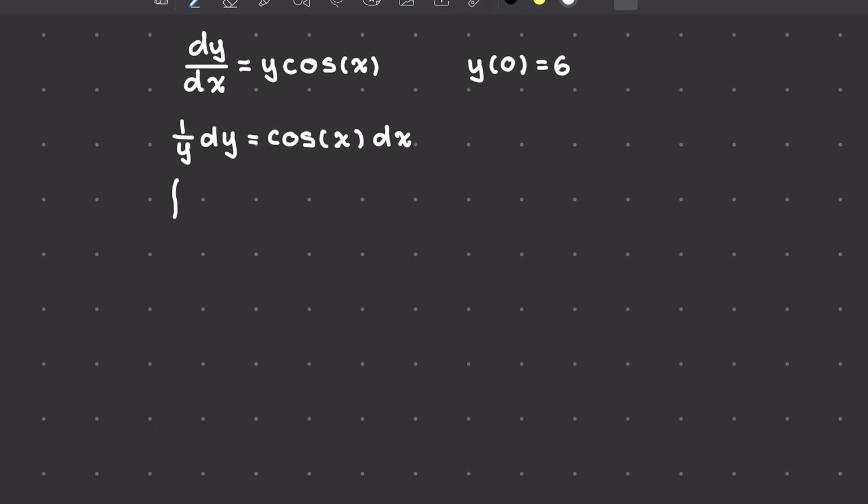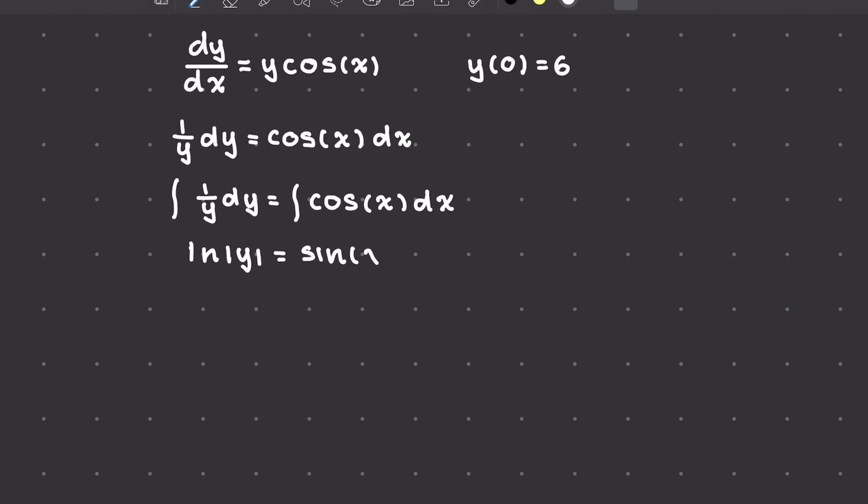and integrating both sides, ln of y equals the integration of cosine of x dx. This will give us a pretty simple equation, equal to the sine of x plus c. And don't forget to add the constant on the right side here, because we will try to find the constant using this initial value problem, or IVP.